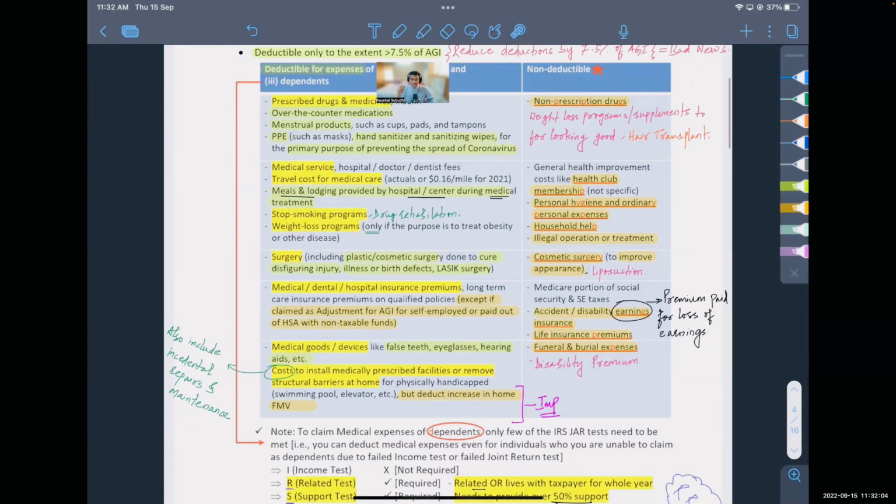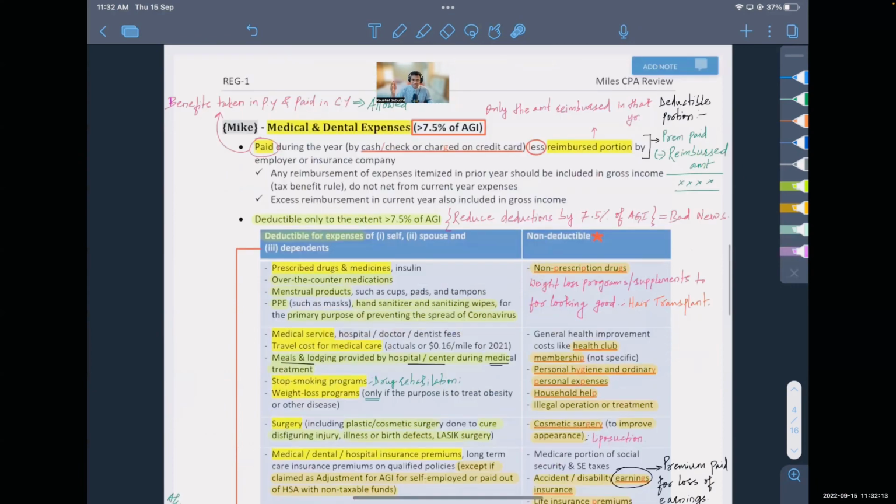Stop smoking programs are deductible. So are travel costs for medical care. These are things you have to make sure you read a couple of times, then it's going to grow on you. And now, when it comes to the calculations, you have certain expenses which have been paid.